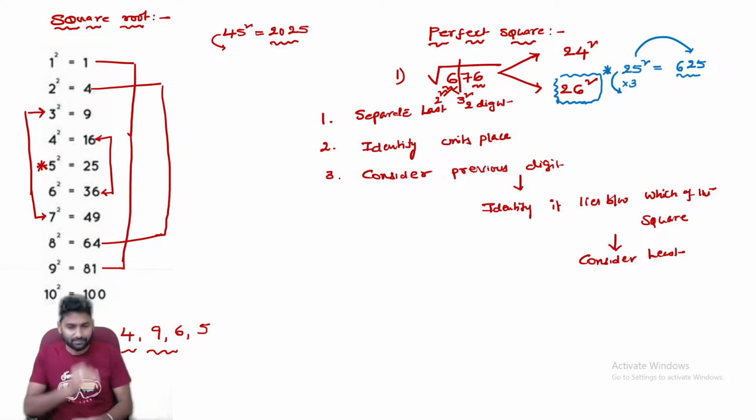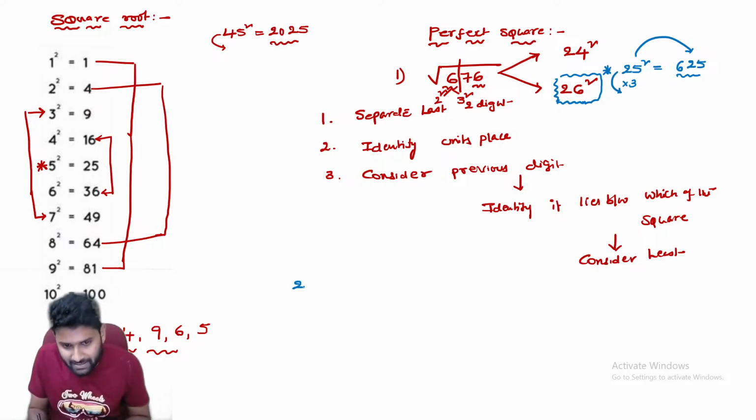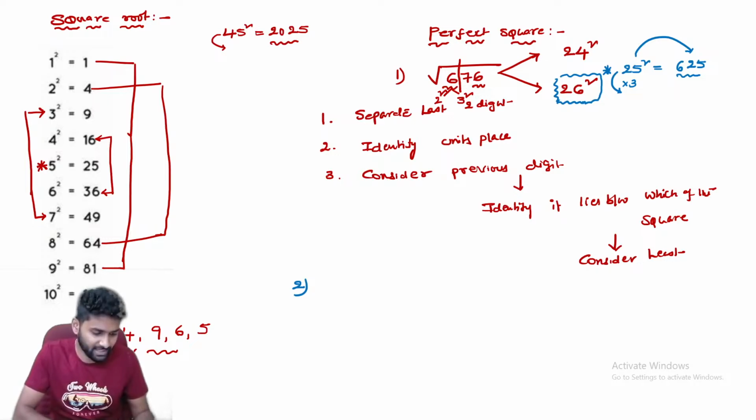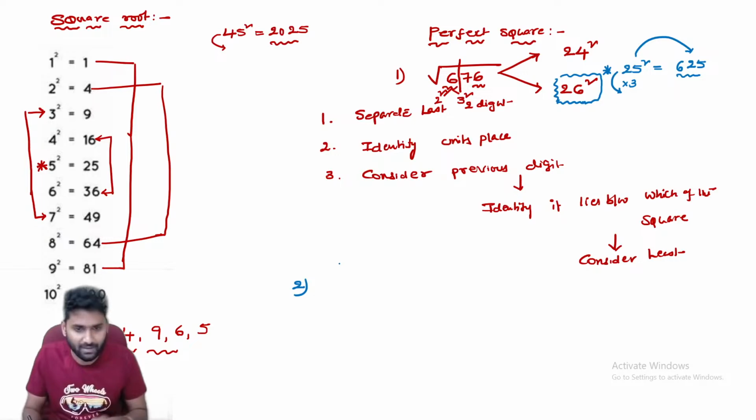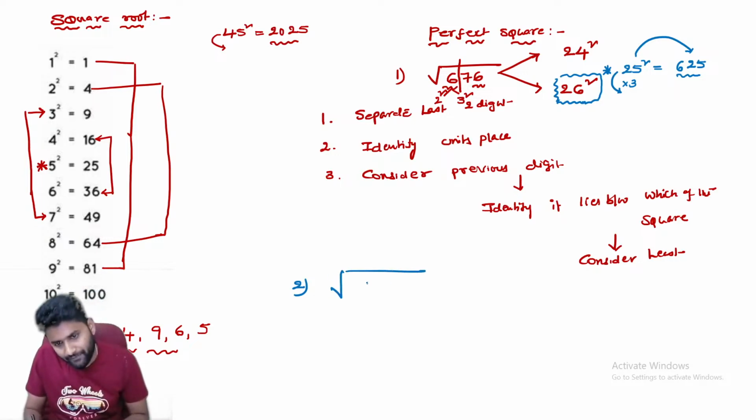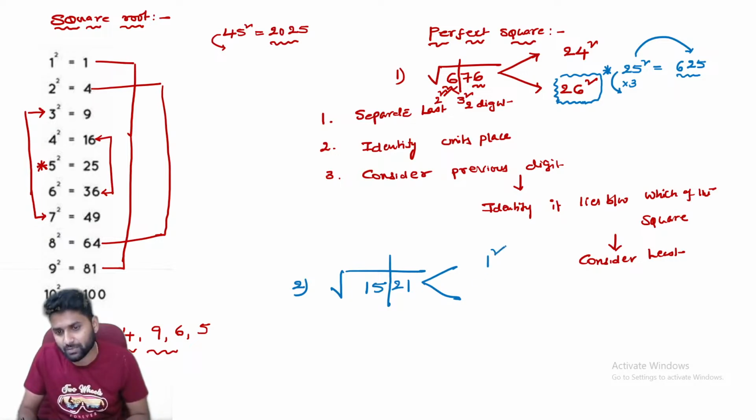Is it clear? Don't worry. Let me take another example for better understanding. 1521. Step number one, separate the last two digits. Step number two, a 1 as units place you can see in 1 square and 9 square.